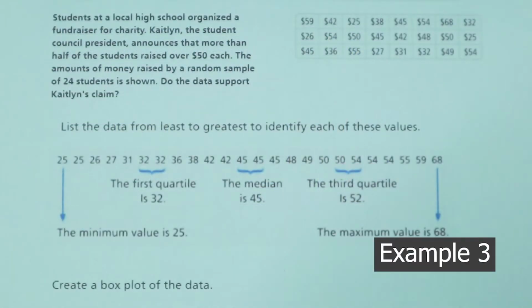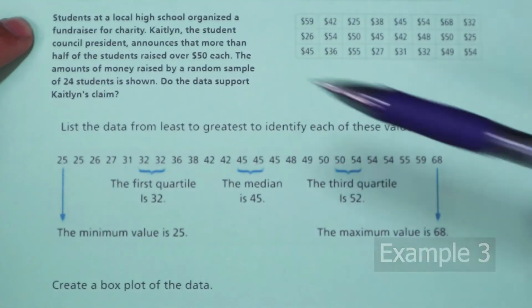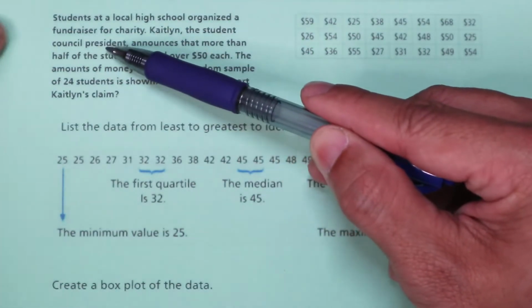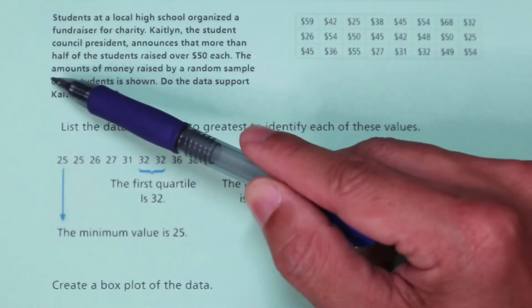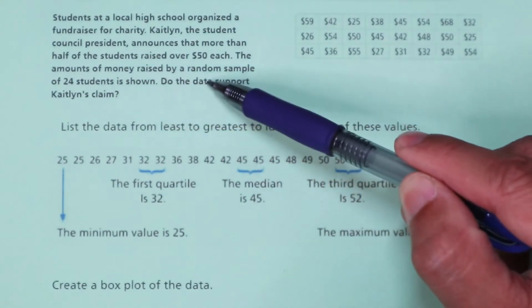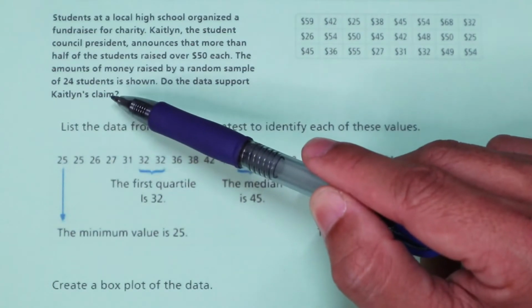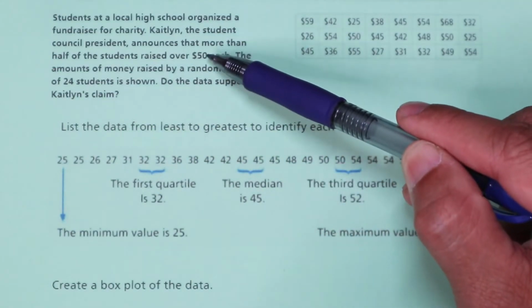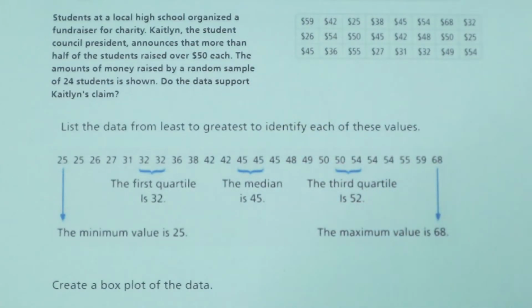Well, finally, in example 3, we do have another data set. It says students at a local high school organize a fundraiser for charity. Caitlin, the Students' Council president, announces that more than half of the students raised over $50 each. The amount of money raised by a random sample of 24 students is shown. Do the data support Caitlin's claim? So remember, Caitlin claims that more than half of the students raised over $50 each.